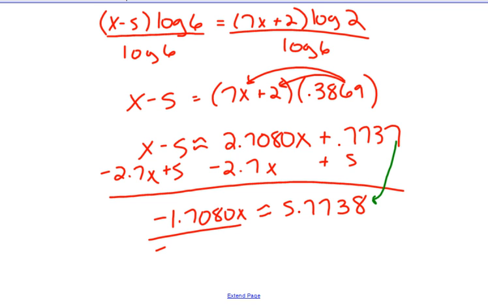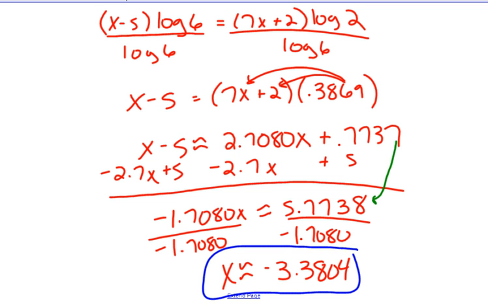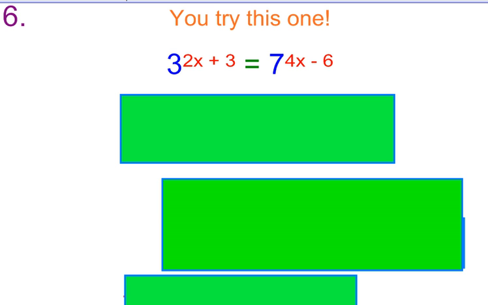So from here, I'll divide by negative 1.7080. So x is approximately negative 3.3804. Final answer. You hopefully are seeing that these aren't really hard. Kind of annoying with all the rounding and the 4 decimal places and writing all your work out, but not hard necessarily. So you're just solving the equation normally. I'm going to have you guys try this last one. Pause the video and then you can see if your answer matches mine.